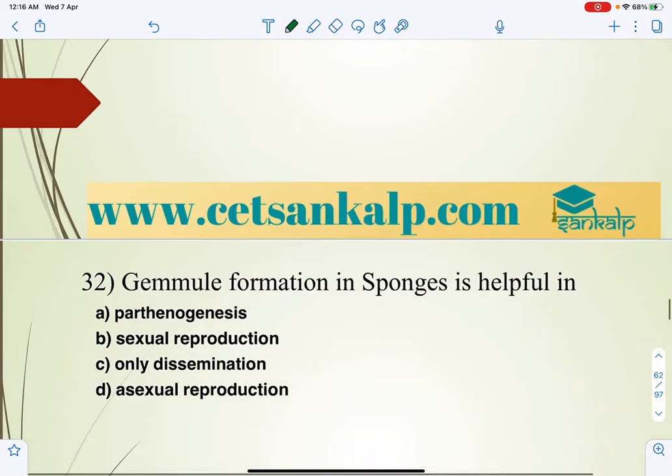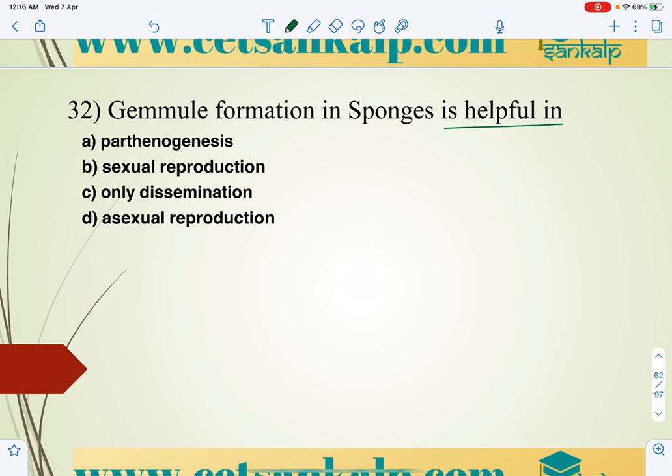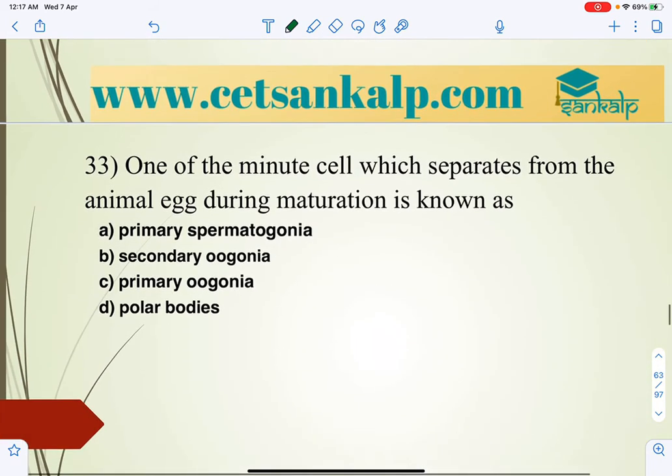Gemmule formation in sponges. What is that? That is a type of asexual reproduction. Gemmule formation is internal budding. So internal budding is a form of asexual reproduction.